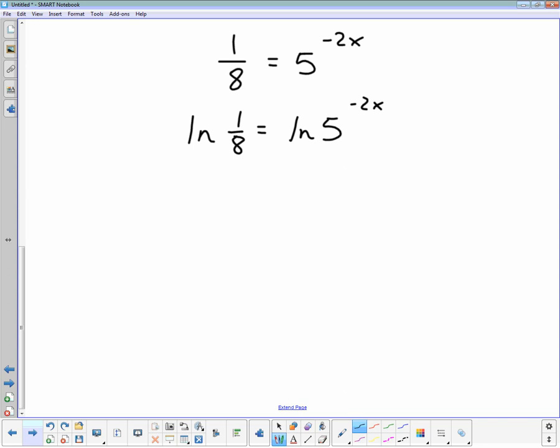Yeah, at the very end of it all, you're going to wind up dividing by the negative 2. Yeah, for sure. And when you play this game, you're going to wind up with the natural log of 1/8 all over the natural log of 5, which gives you some goofy answer. And then you're going to divide that by negative 2.